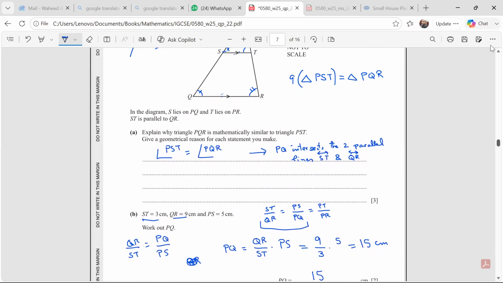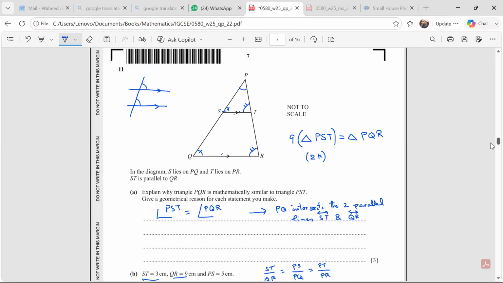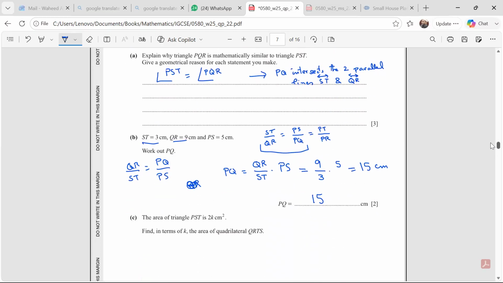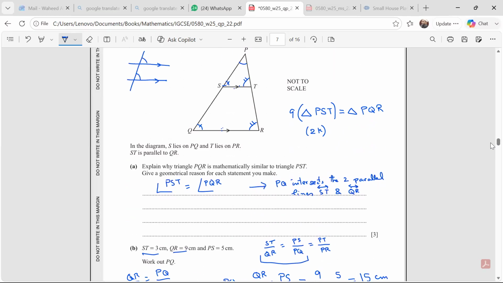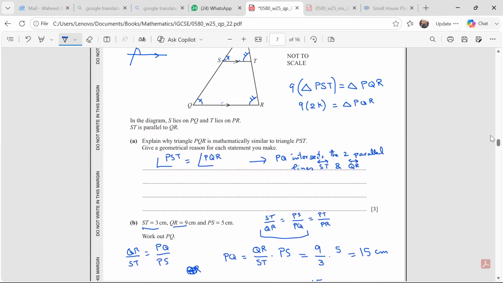PST is 2K, right? 2K centimeters square is the area of this triangle. So into 9 will give you the area of the triangle PQR, right? Okay, now we need to find out the area of the quadrilateral QRST.